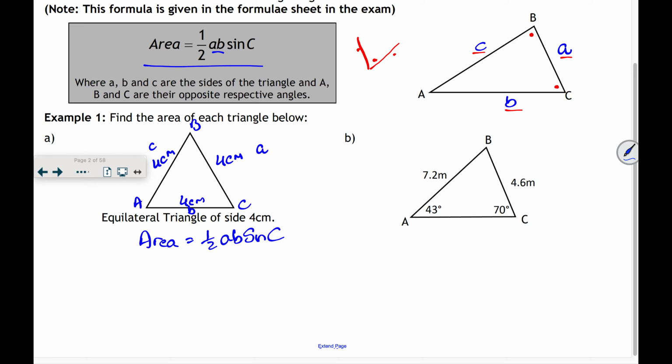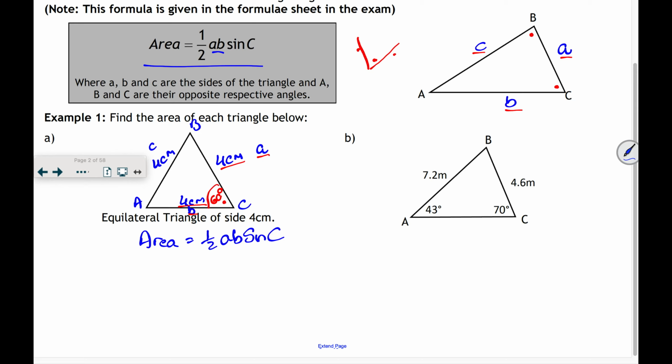So let's look at what we need here. Well, we need the length of side A, that's going to be 4 centimetres. We need the length of side B, which is 4 centimetres. And we also need the sine of the angle in between A and B. Now, thankfully, we do know this because it's an equilateral triangle. If we have 3 equal sides, it means that we have 3 equal angles. So 180 divided by 3 will give us 60 degrees.